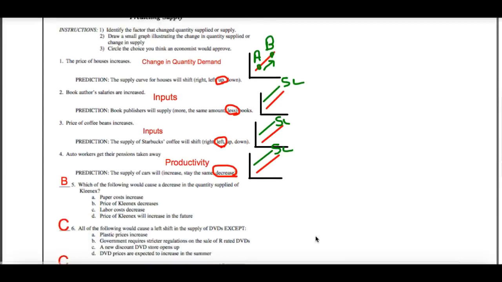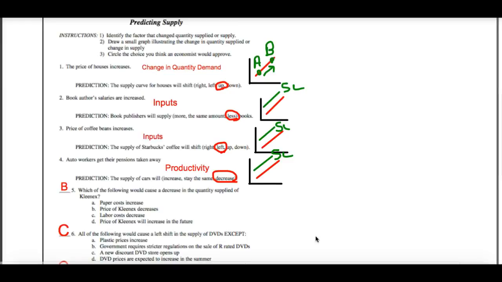For number 6, it says all the following would cause a left shift in supply for DVDs except: A, plastic prices increase. That's an input cost. That will cause a left shift. B, the government requires stricter regulations on the sale of R-rated DVDs. That's government action, so that's going to be a left shift. C, a new discount DVD store opens up. That's number of sellers, and that's going to be a right shift because if there are more sellers out there, that's going to increase the amount of DVDs out there.